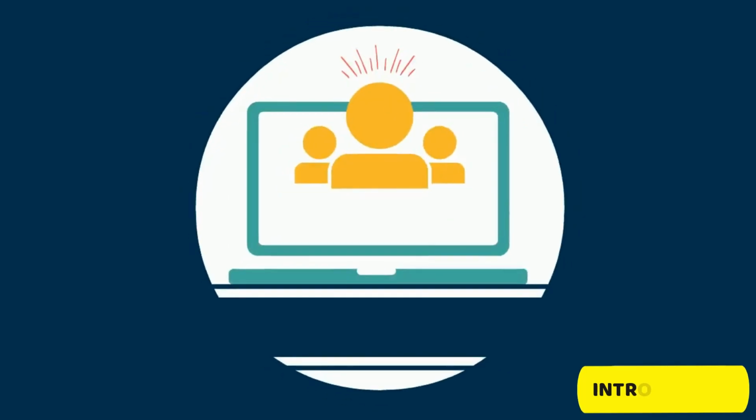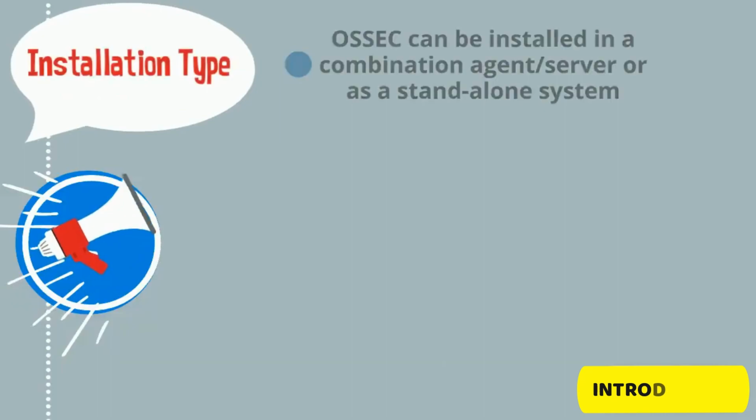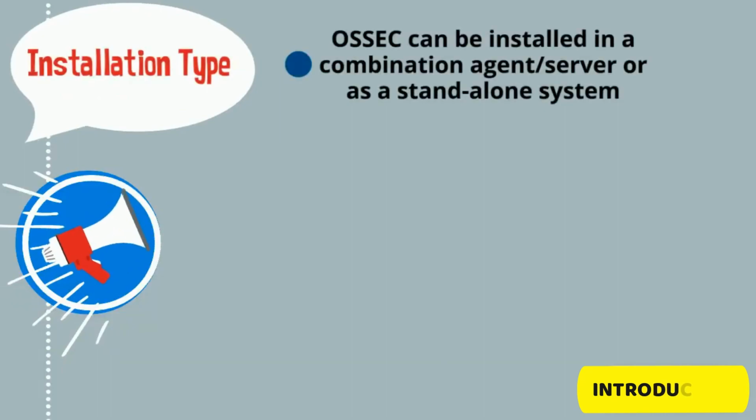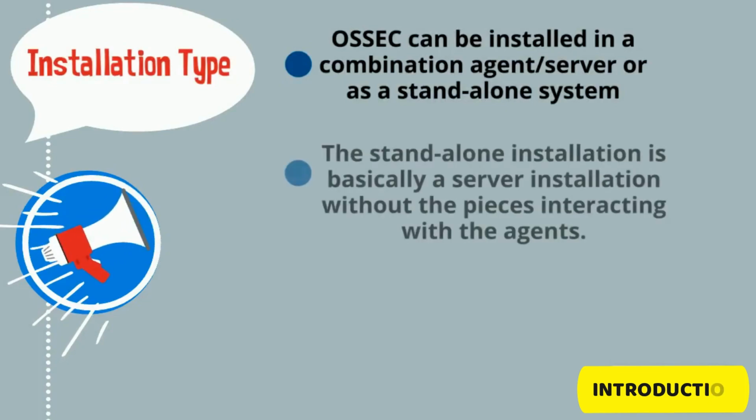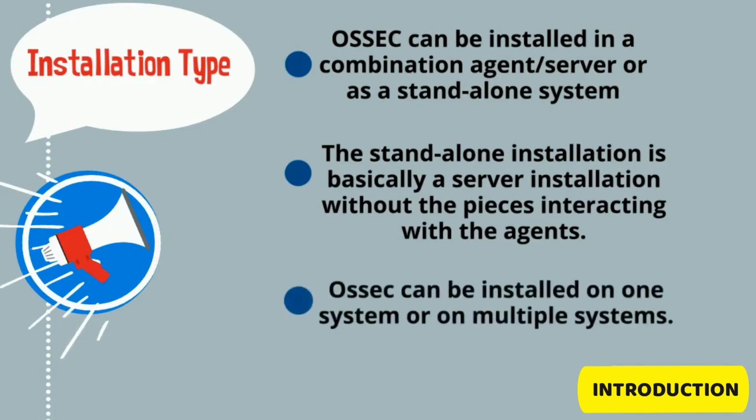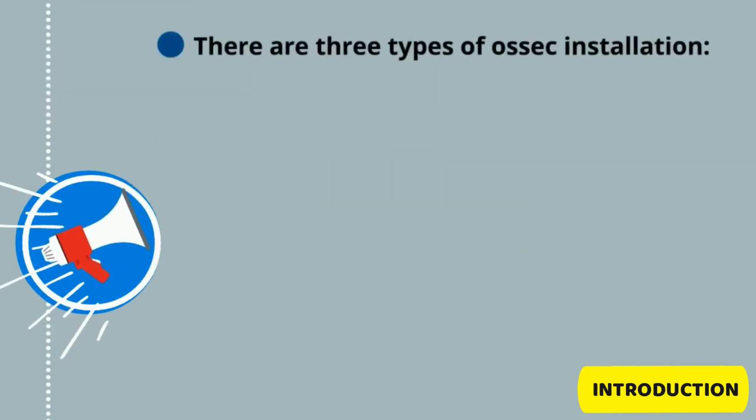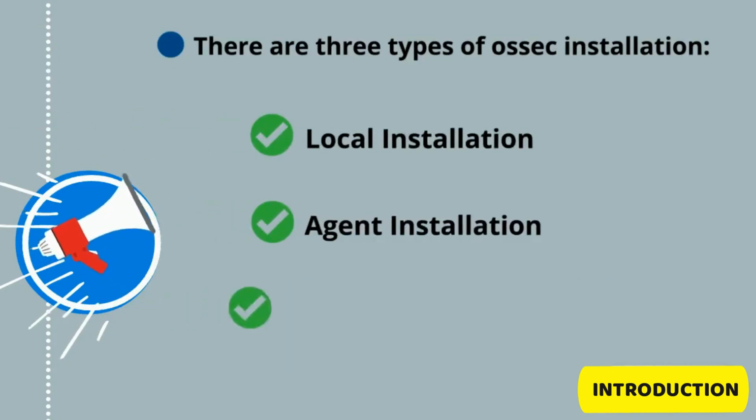Here are the Ossec installation types. Ossec can be installed as a combination of agent and server, or as a standalone system. The standalone installation is basically a server installation without the pieces interacting with the agents. Ossec can be installed on one system or on multiple systems. There are 3 types of Ossec installation: local installation, agent installation, and server installation.